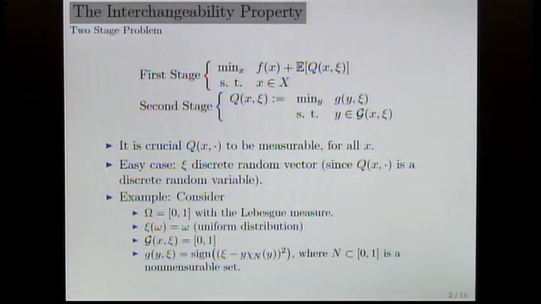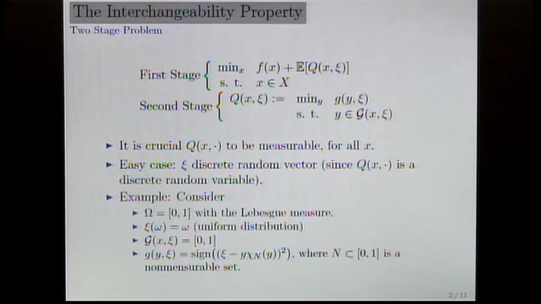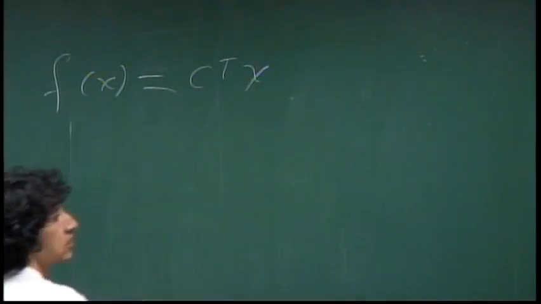Today we are going to speak about the interchangeability property. This property is related to the equivalence between those two formulations that we have already. We have here, for example, the two-stage problems. This two-stage problem is written in a more general way. As you can see, this is not a linear problem as we have seen in the previous lectures, but it's quite similar. For example, for the case of the linear problems, this is going to be something like this.